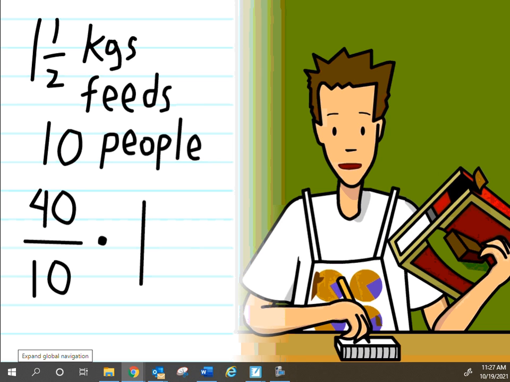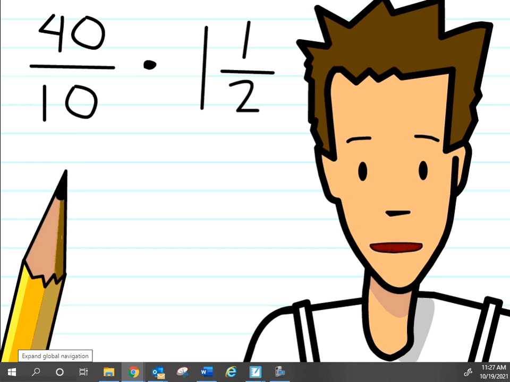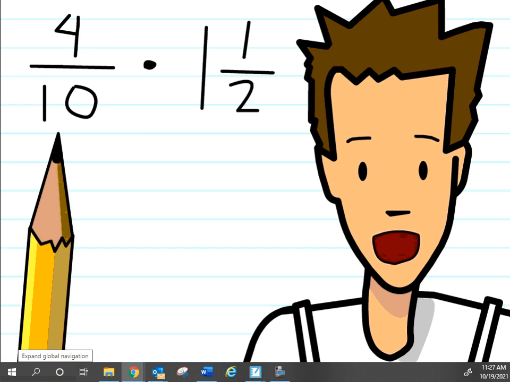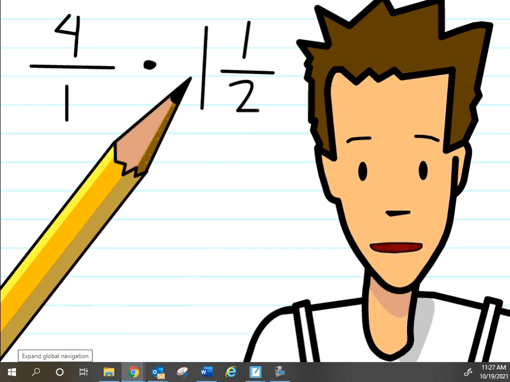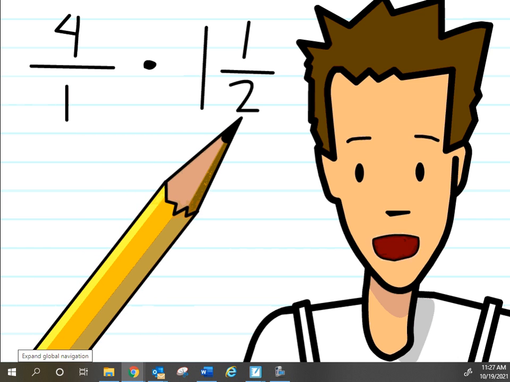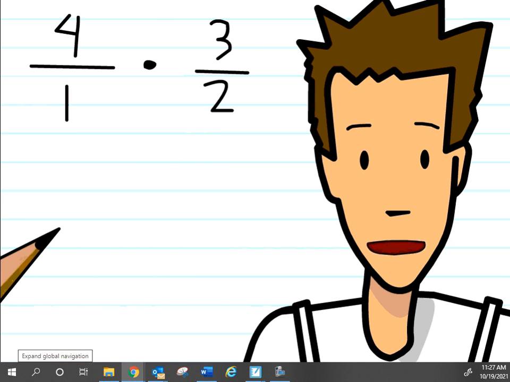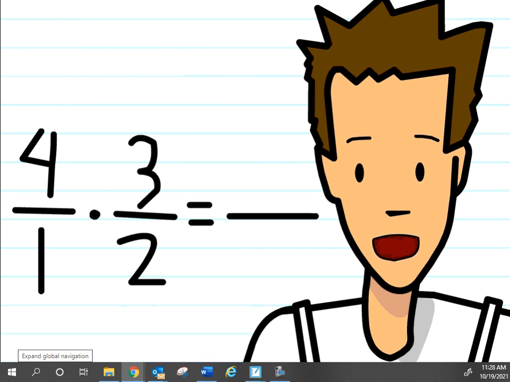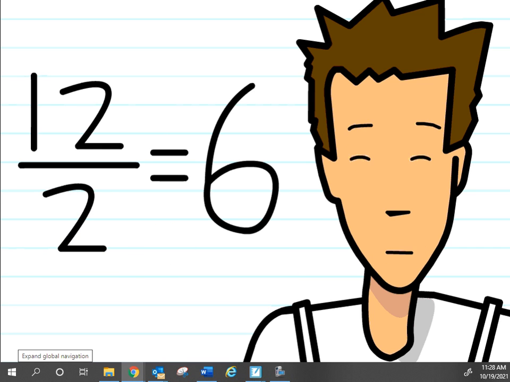40 tenths times 1 1/2. We can reduce that first part to make it easy. 40 divided by 10 is the same as 4/1. Let's get that 1 1/2 out of its mixed number form. 1 times 2 halves equals 2 halves, plus 1/2 is 3 halves. When you multiply fractions, you multiply the numerators and denominators separately. 4 times 3 equals 12, and 1 times 2 equals 2. 12 halves is 6. So we need 6 kilograms of brownie mix.